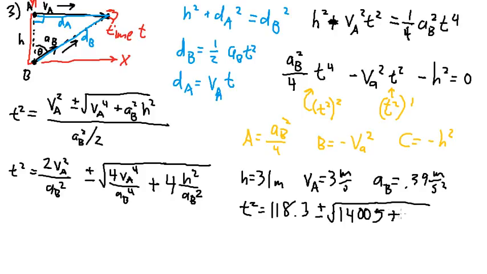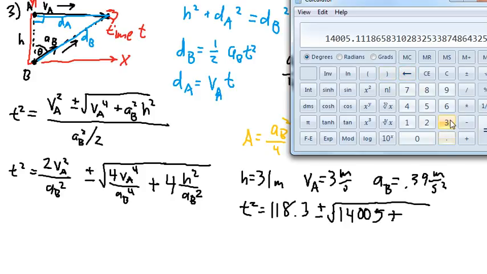14,005 plus, and then we want h over a sub b. So h was 31 divided by 0.39. Isn't this fun? This is my favorite part of physics, typing long numbers into a calculator. So that's h over a sub b, square it, and then we multiply that by 4. Probably could have just brought a 2 out, huh?